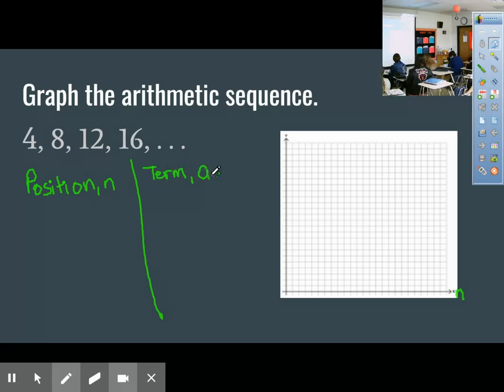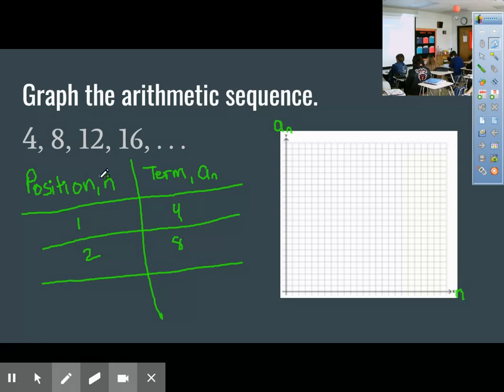That's your a subscript n. Remember, that means nth term. So on your y-axis, you label it a subscript n. So instead of using x and y, we're using n and a subscript n. Okay? All right, so in the first position, my first term is 4. So my first one is 4, so I would do 1, 4. The second number is 8, so I would do 2, 8.